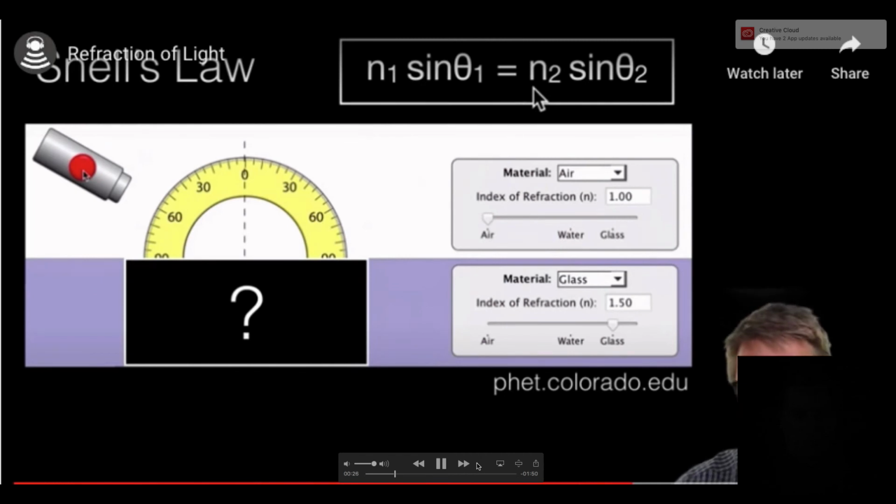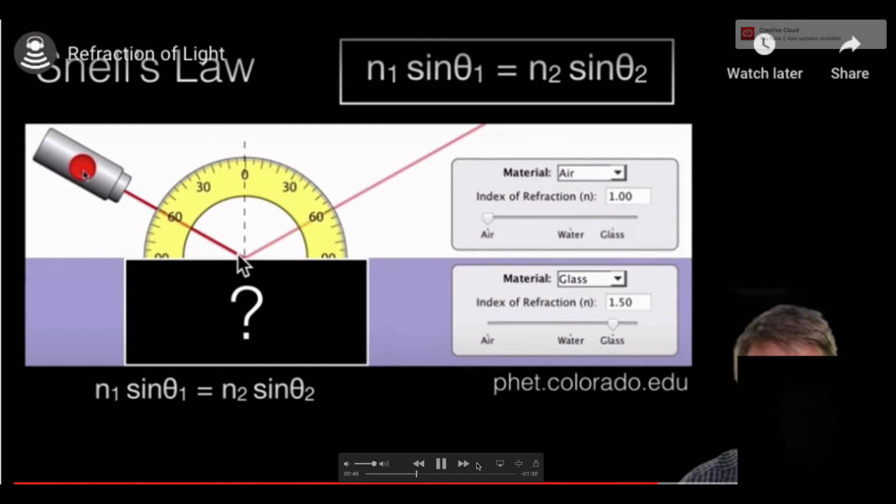So let's take a look at this. We've got a laser light bouncing off the surface. You can see there's a lot of reflection going on, but a lot of that light is also going to be refracted on the surface. And in this problem, if you know the angle at which it comes in, could you figure out the angle of refraction? You need Snell's law to do that.